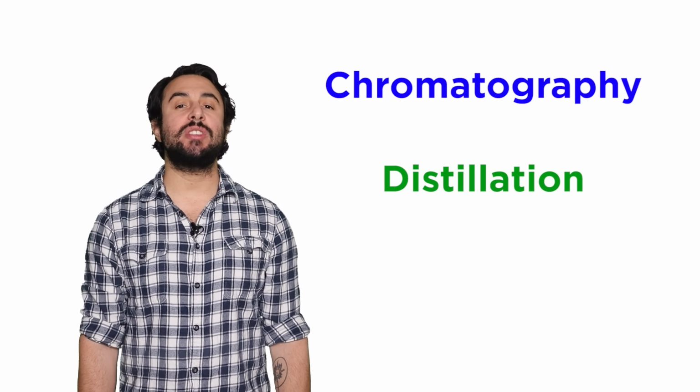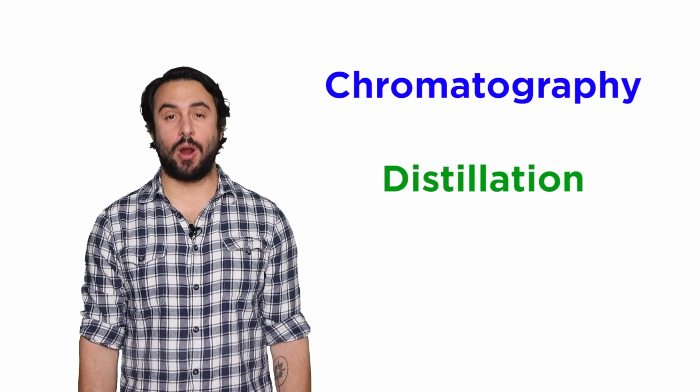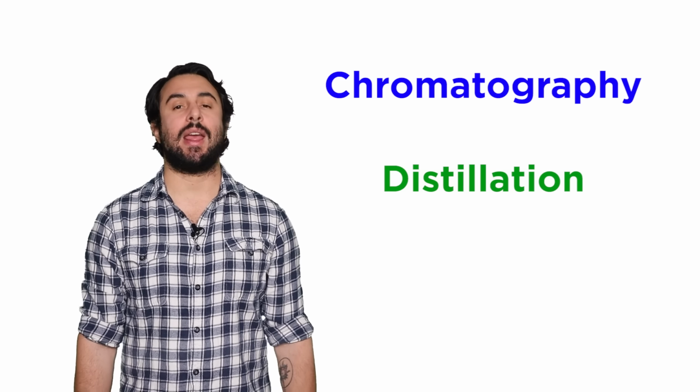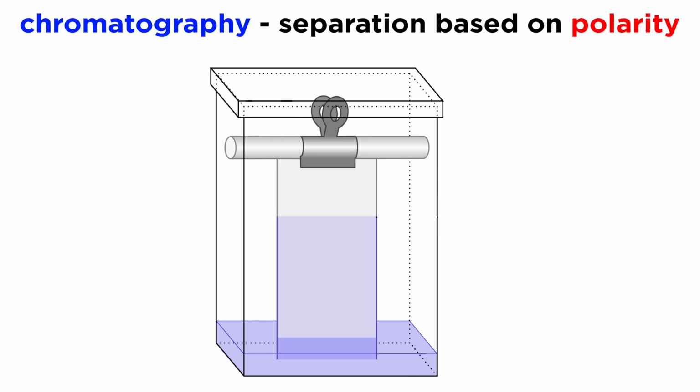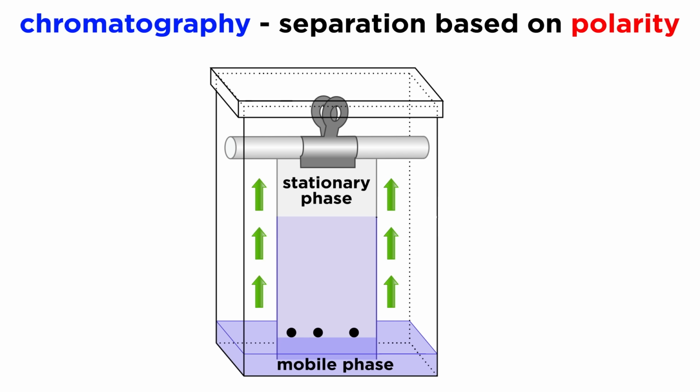a solution. The two techniques we will want to be familiar with are called chromatography and distillation. Chromatography is a way of separating components of a mixture by virtue of differing polarity. When performing paper chromatography, the paper is called the stationary phase, and a solvent is used, which is called the mobile phase. A sample is loaded onto the paper towards the bottom, and solvent is allowed to rise up the paper, taking the mixture along with it.